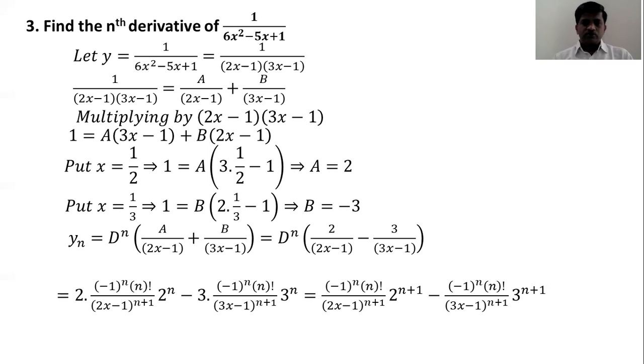And here you can do further simplification. 2 and 2ⁿ can be written as 2ⁿ⁺¹, and 3 and 3ⁿ can be written as 3ⁿ⁺¹.